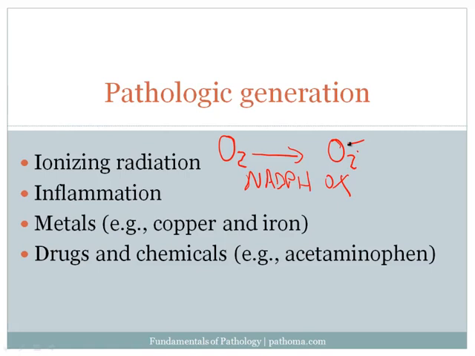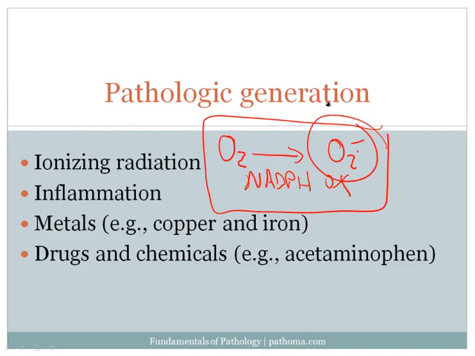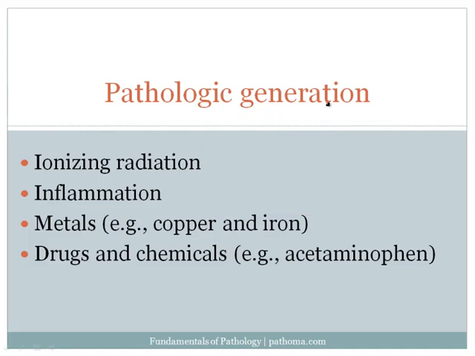However, what I really want to highlight here is this very first reaction. That first reaction in oxygen-dependent killing generates a free radical, in particular the superoxide free radical. And so inflammation is another mechanism by which free radicals are formed. A third pathologic mechanism by which free radicals can form is by interaction with metals, for example, copper and iron.